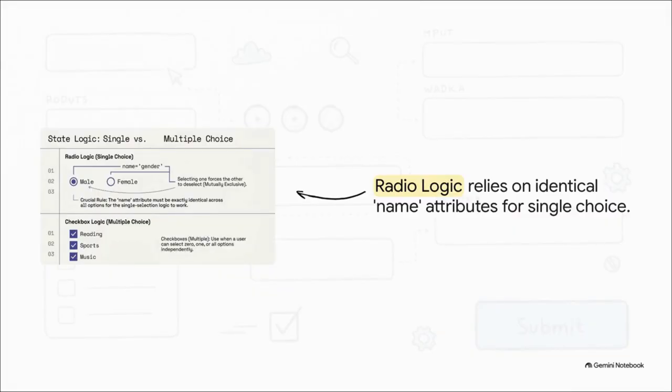And here's the absolute magic trick to making those radio buttons mutually exclusive. You have to make sure the name attribute is exactly identical across all the options. For example, both the male and female radio inputs must share name equals gender for the single selection to actually work. Checkboxes, on the other hand, are for multiple choice. They operate completely independently, so users can select 0, 1, or even all the options if they want.